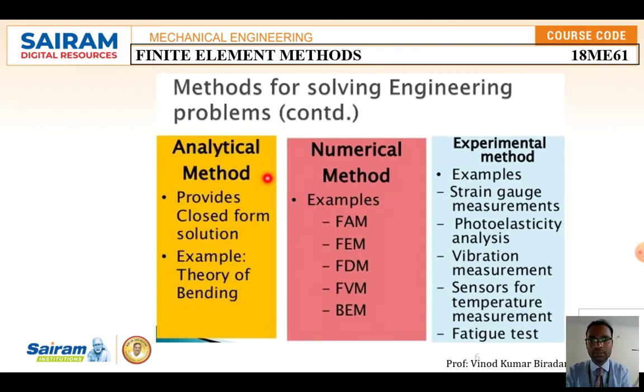What is the analytical method? It provides the closed form of a solution. Okay, and an example is the theory of bending. So what are the examples for the numerical method? These are some of the courses that are examples of numerical methods.